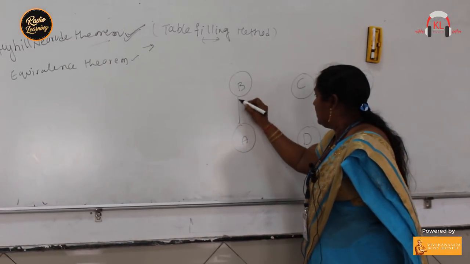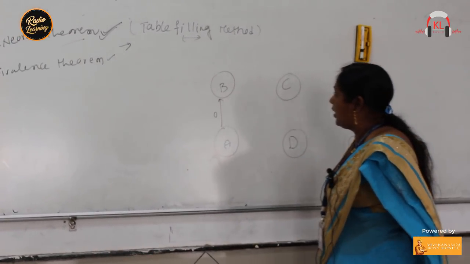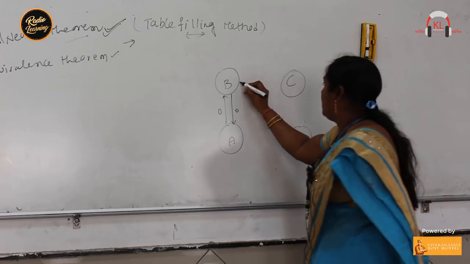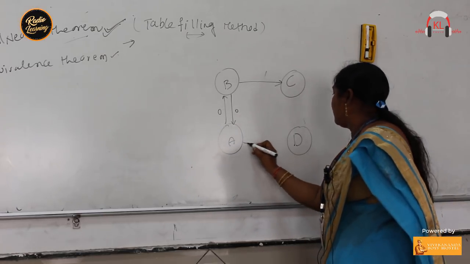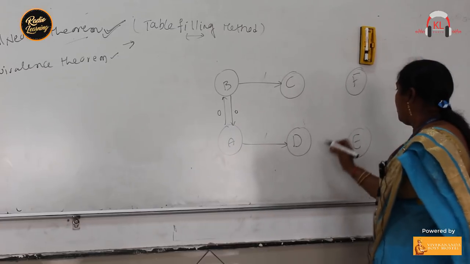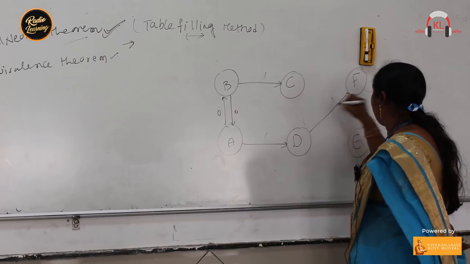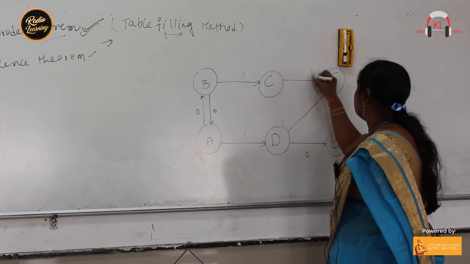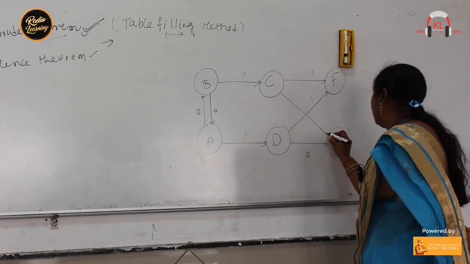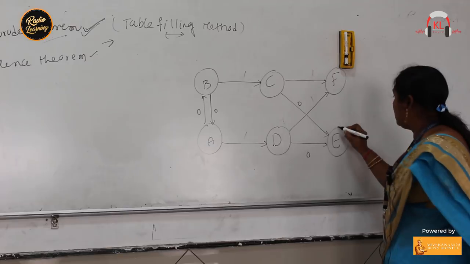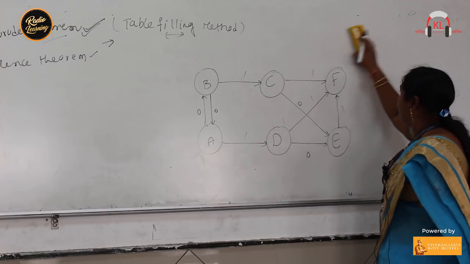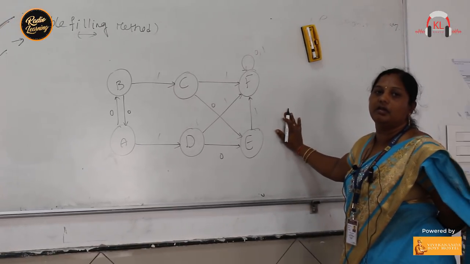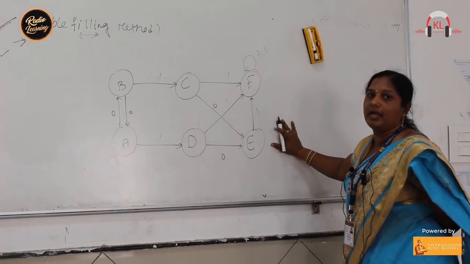Now the input transitions. State A after reading 0 goes to B, and B after reading 0 goes to A. B after reading 1 goes to C, and after reading 1 it goes to D. Now D after reading 1 goes to F, and after reading 0 goes to E. In the same manner, C after reading 1 goes to F, and after reading 0 goes to E. And E after reading 1 goes to F. The inputs are 0 and 1. This is the example DFA I am giving to follow the Myhill-Nerode theorem.